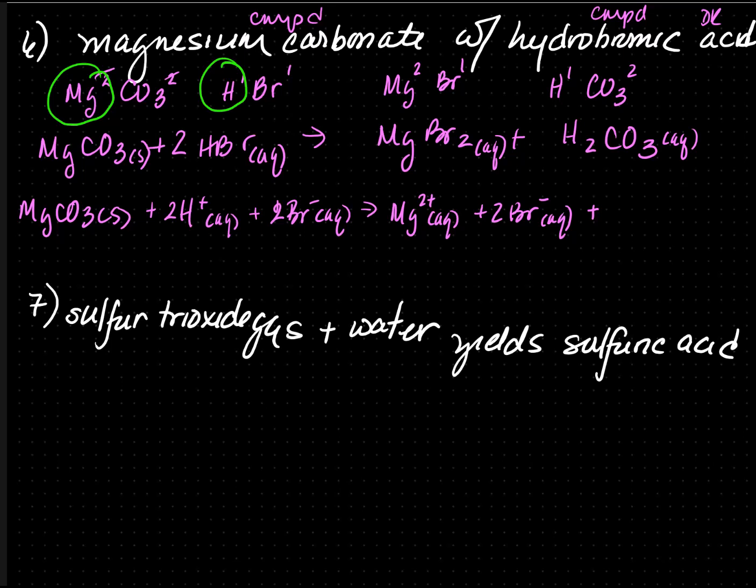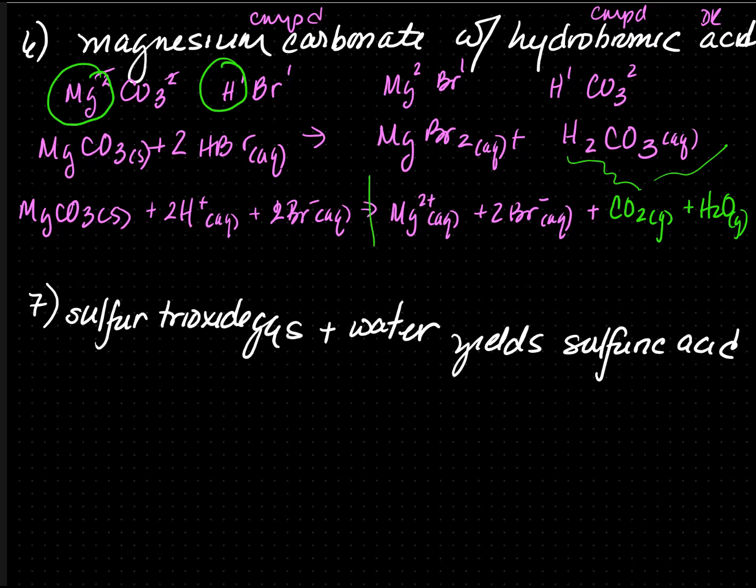However, it does not stay as carbonic acid. It dissociates into CO2 gas and H2O, gas or liquid. I'm going to put gas here. So this is our complete ionic. You should memorize that H2CO3 breaks down into CO2 and H2O because you will see this very often. What we just wrote here is our complete ionic equation.